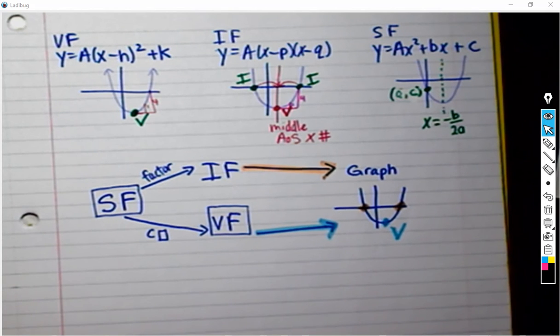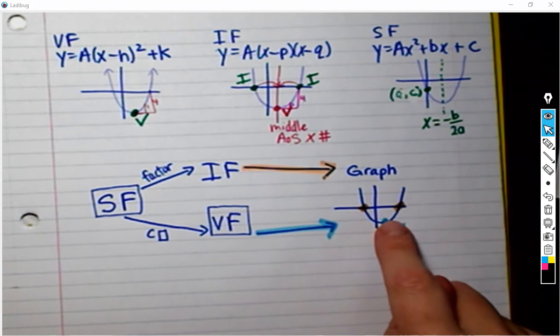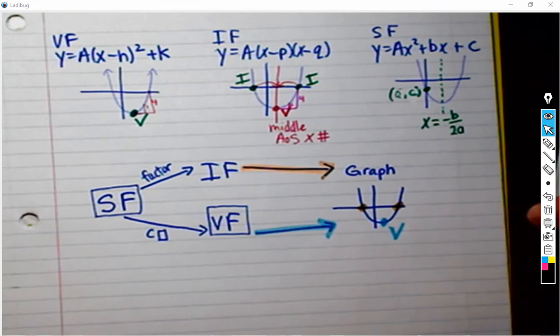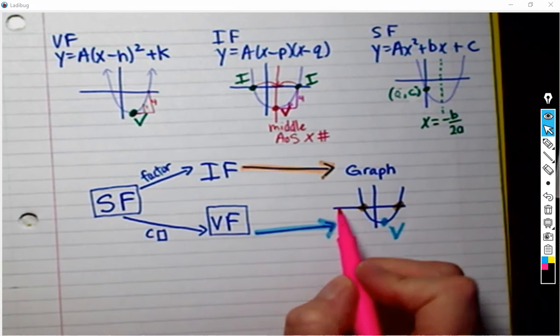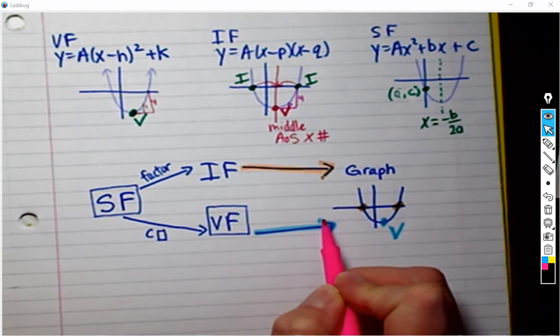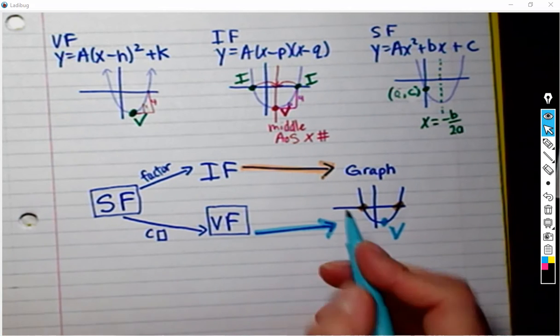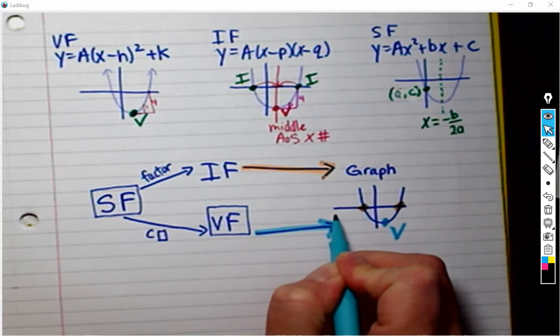What if I want to go from the graph to standard form? I want to go this way. You have to go back. You have to convert it first to intercept form and then standard form. Yes. Okay, so I'll go this way.